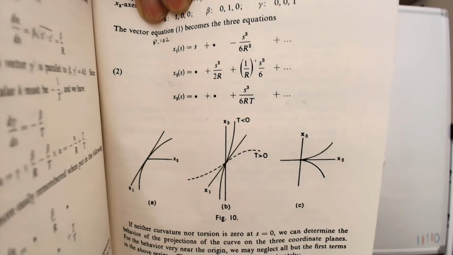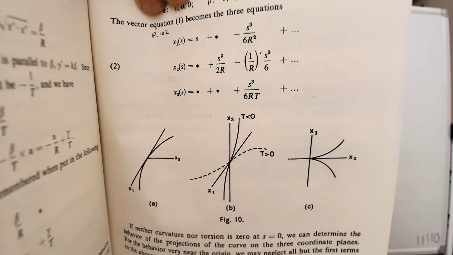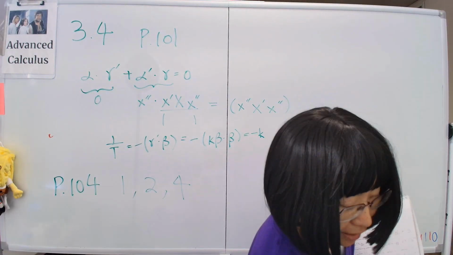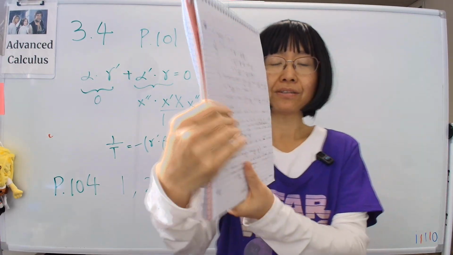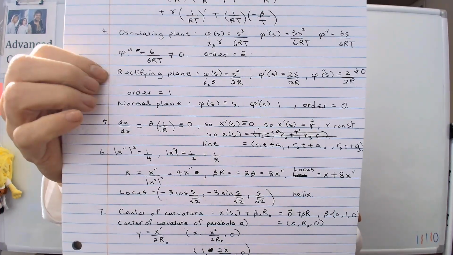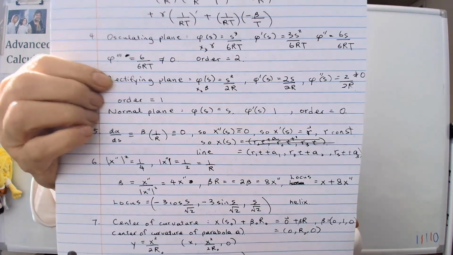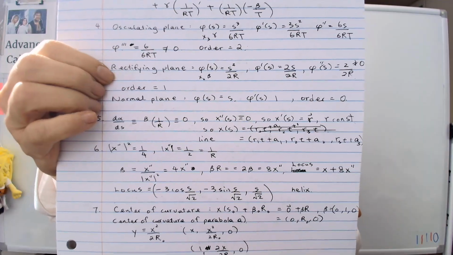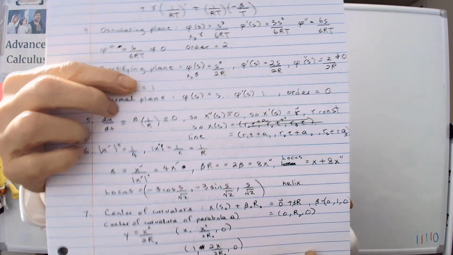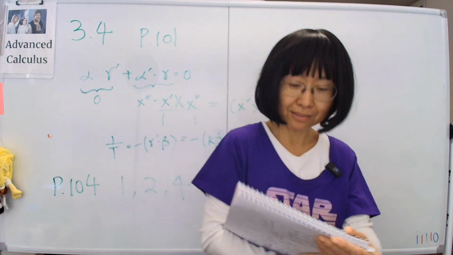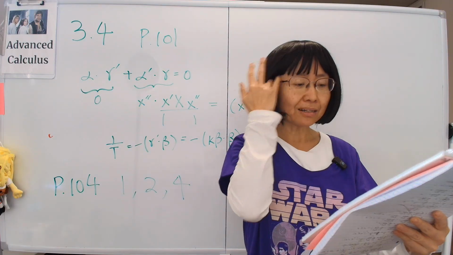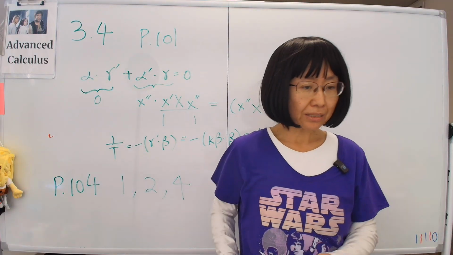The phi of s will be the middle formula, which is s squared over 2r. Having said that, we'll take the derivative and quickly notice that the order will be only 1 because it's not 0 after the first derivative. And then finally, for the normal plane, the order is 0 because phi of s is just s. In that case, with no derivative, does it go to 0? It's just 1. And okay, so that is done.